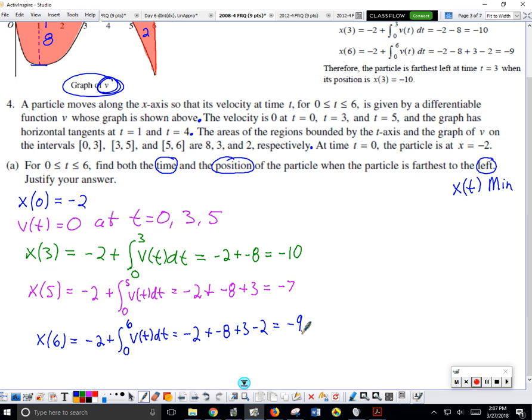Once you've written that out, you just write down, therefore the particle is most left at time equal 3, where the position is -10. And you're done.